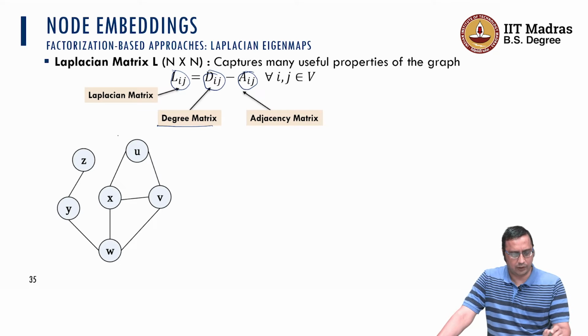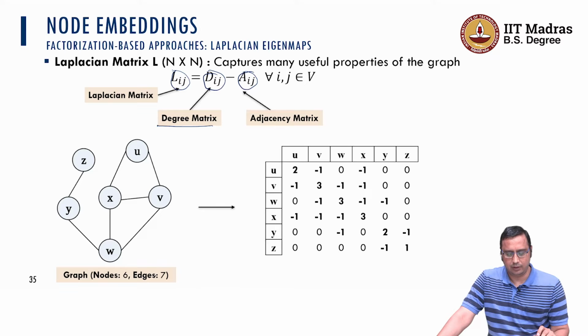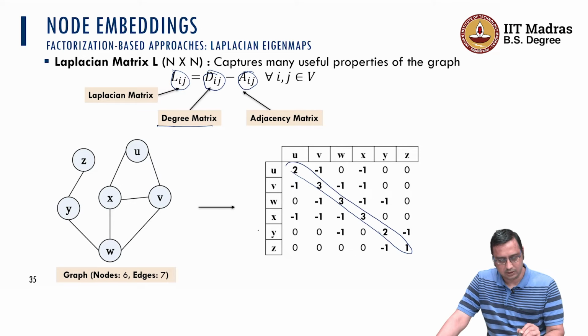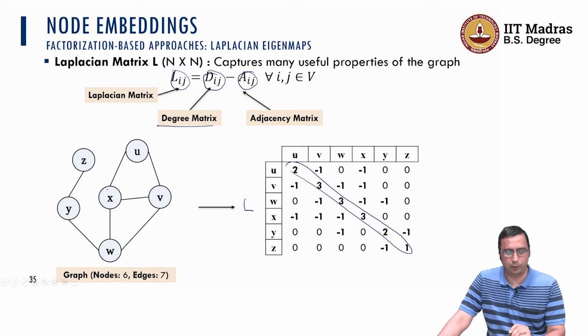Let's look at this example of a graph which has 6 nodes and 7 edges. I have constructed the Laplacian, which is the difference between D and A. You can see that degrees are preserved here, Z has only 1 degree, and similarly the subtraction of A provides us the other elements, and this provides us the Laplacian for this particular graph, which is a 6 by 6 matrix.